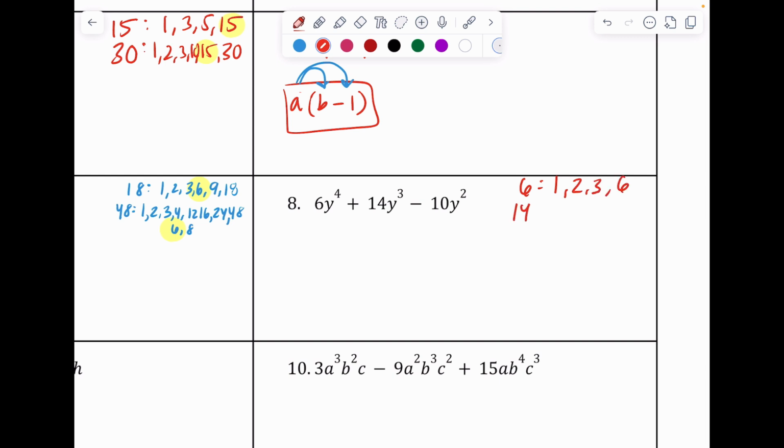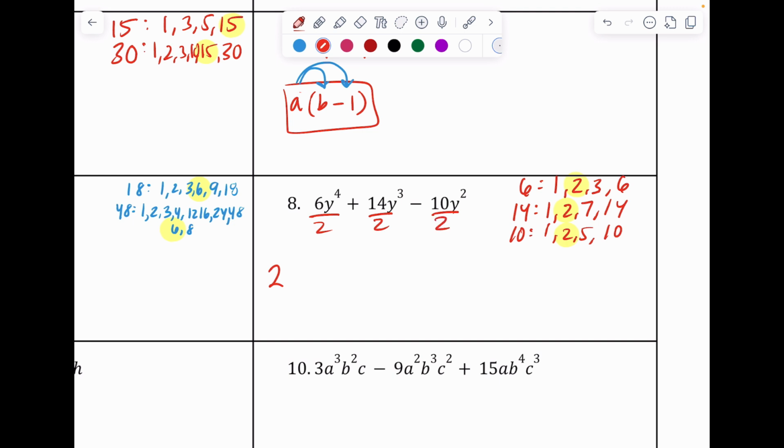I have 14. What numbers go into 14? That's 1, 2, 7, and 14. And then 10. What numbers go into 10? That's 1, 10, 2, 5. And if I look at this, my greatest common factor is 2. So I can for sure factor out a 2 out of all of these.